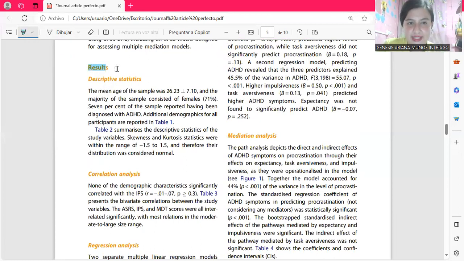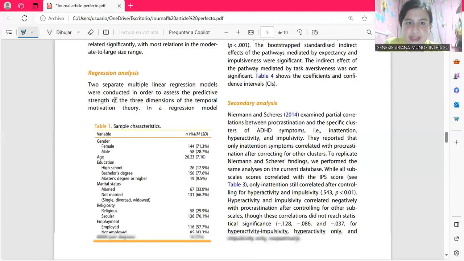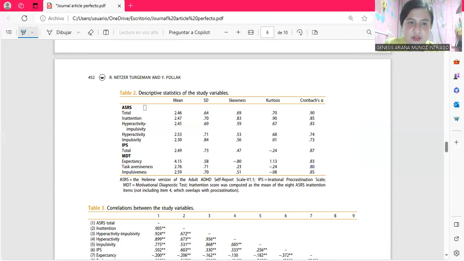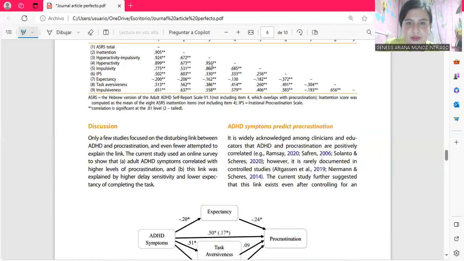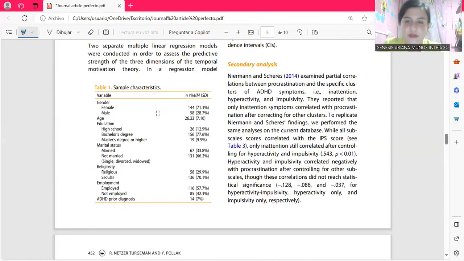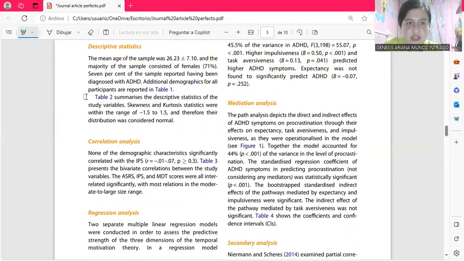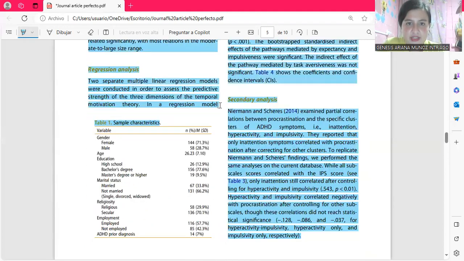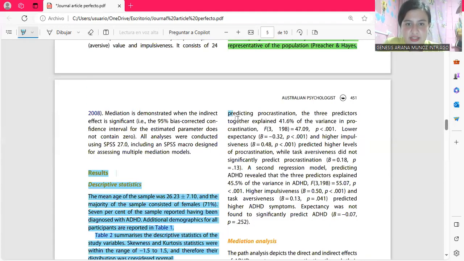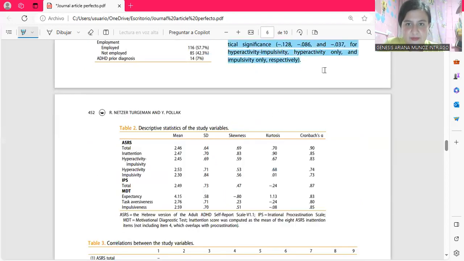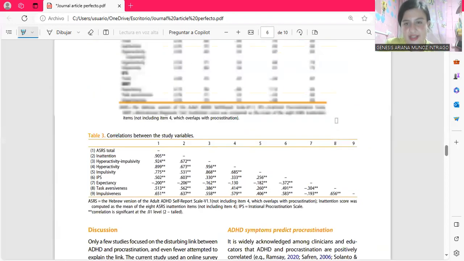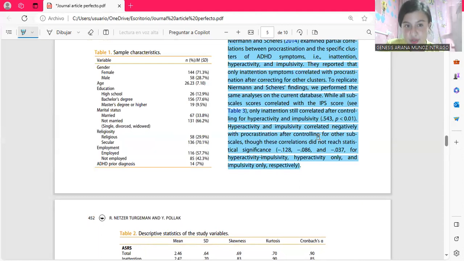In the results, in this part, the author usually uses graphics, tables, charts in order to show the information that they gather, okay? For example, here we have a table, the second table, the third table, and all of that. They use tables to show the information given, okay? So from this part until here, we can find the results.